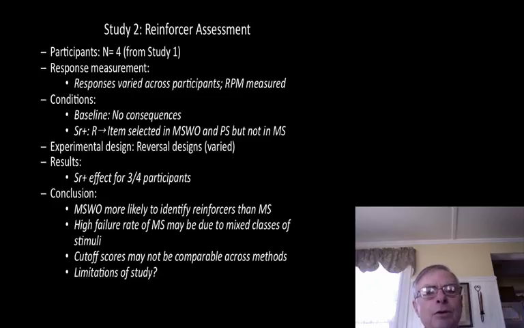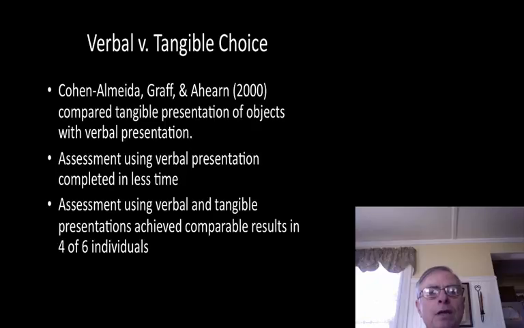At the same time, they do a reinforcer assessment, and they found that multiple stimulus without is more likely to identify reinforcers than multiple stimulus. There was a high failure rate of multiple stimulus, maybe due to mixed classes of stimuli. The cutoff scores may not be comparable, and there were some limitations to the study that they talk about in their article. Now, here's another thing that I think is really pretty cool.